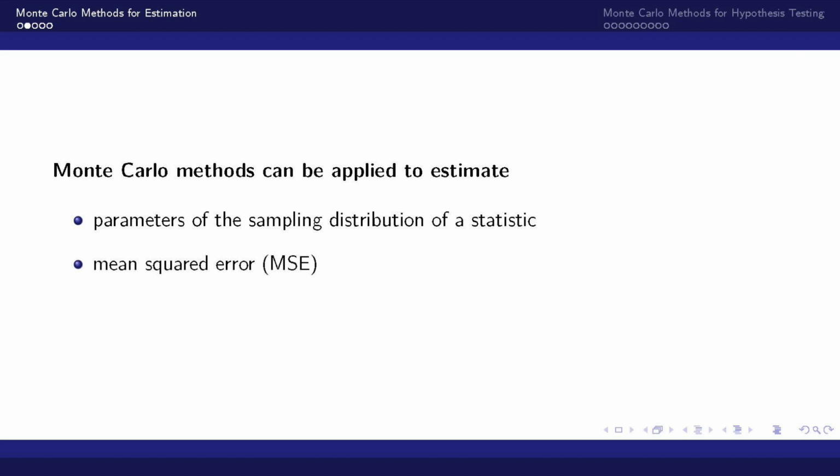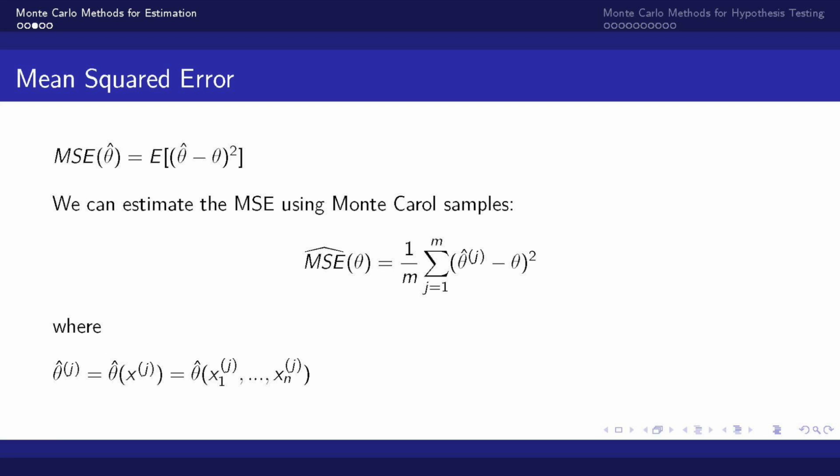Monte Carlo methods can be applied to estimate a parameter of a sampling distribution for statistics. For example, we could estimate the mean difference between two samples. We can also estimate the mean square error, or MSE, which is basically just the mean of some function of numbers. First, it's important to remember that the mean square error, or the MSE, of an estimator theta hat for parameter theta is defined as the expected value of (theta hat minus theta) squared.